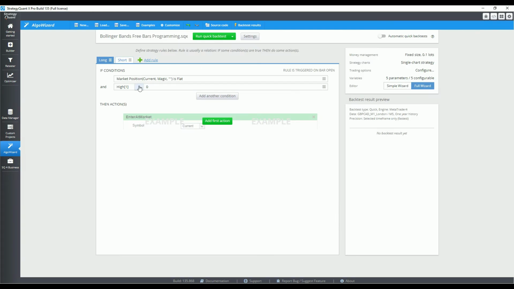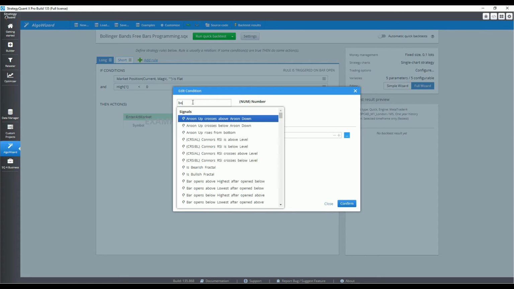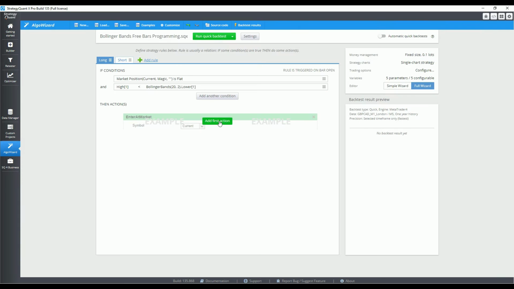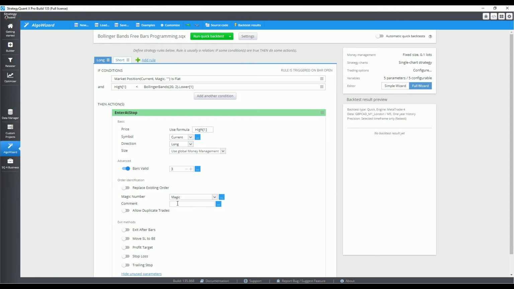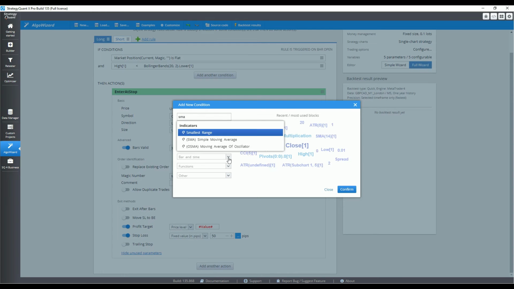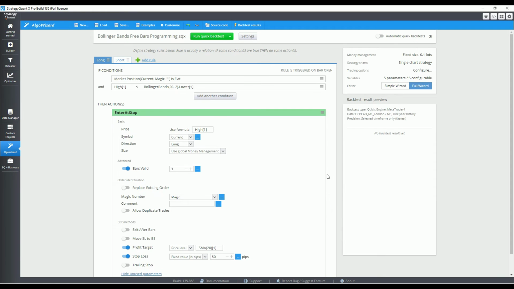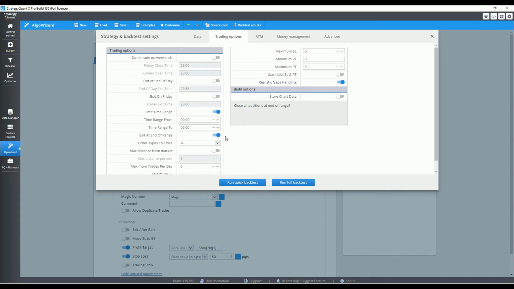First up is the Bollinger Bands free bar condition. Then we have the stop entry and the exits. And finally the Asian hours time filter. Be sure to adjust the time inputs to match your broker time zone.